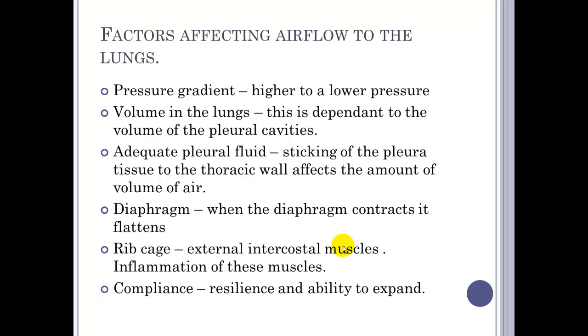Adequate pleural fluid, sticking of the pleural tissue to the thoracic walls, affects the amount of volume of air. And a very quick example on this: let's say that an alveolar sac was collapsed on itself and we couldn't get surface area of air to move through there. In that case, that entire area would be a loss of surface area.